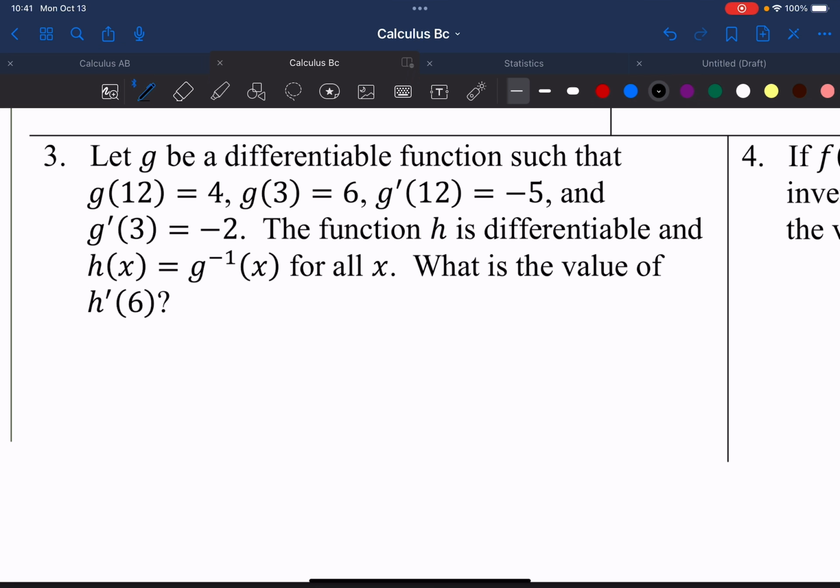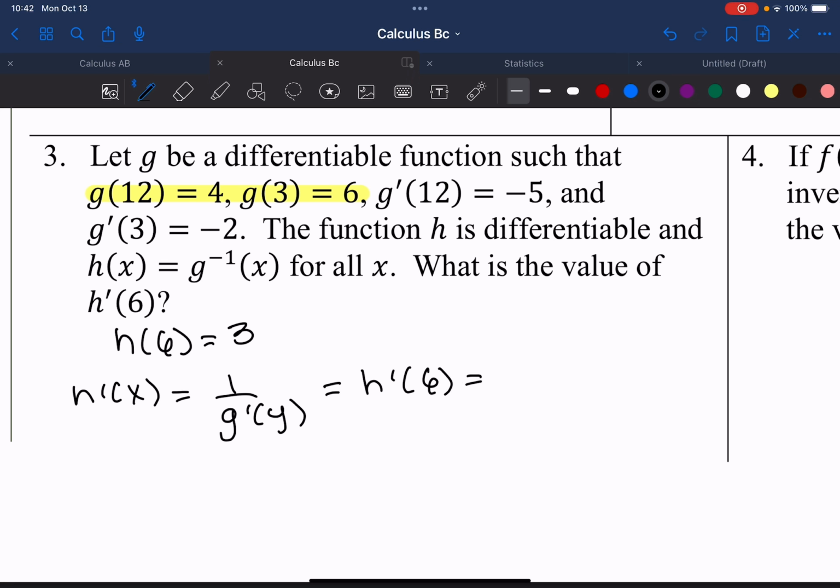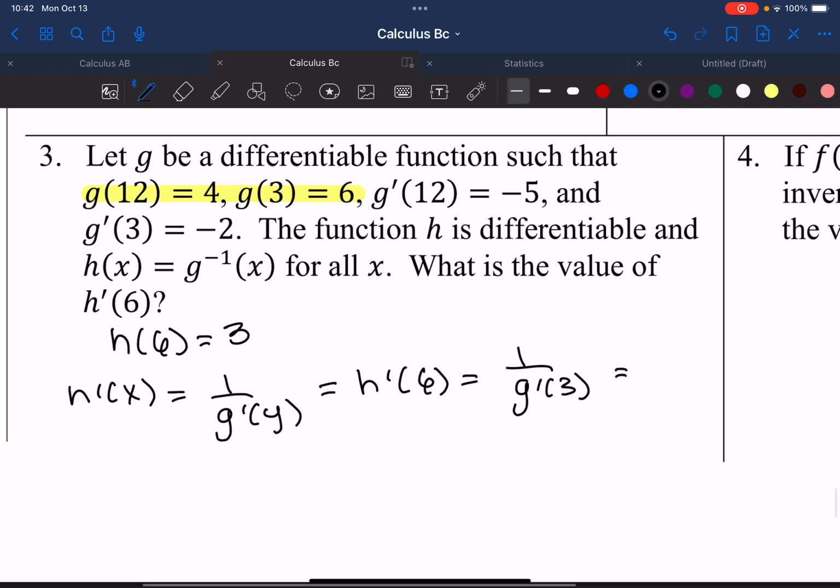The first thing we have to do is find h of 6. Since h is the inverse of g, we need to find one of the original g values that is equal to 6. So we're looking at these two right here, and this one is the only one equal to 6. That means h of 6 is equal to 3. Then we know that h prime of x is equal to 1 over g prime of y. So finding h prime of 6 is the same as finding 1 over g prime of 3. And g prime of 3 is negative 2, so this is negative 1/2.